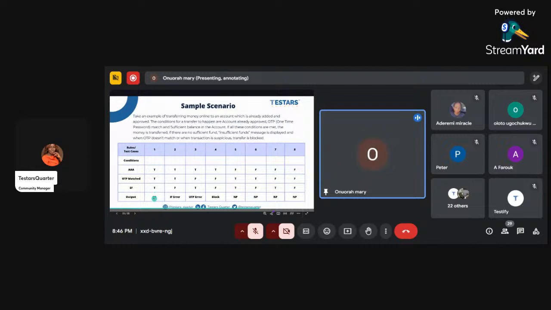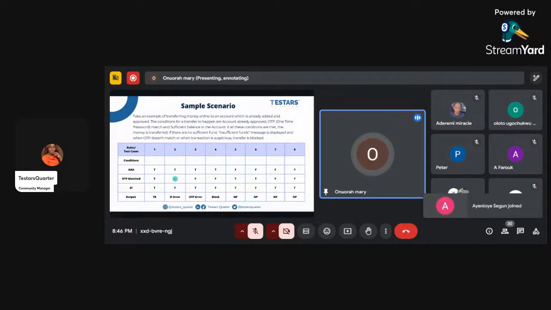So transfer means transfer. Then we have rule number 2, or test case number 2, a situation whereby Taiwo has an account and the account is approved. He also provides an OTP which matches, but he doesn't have sufficient fund, right?